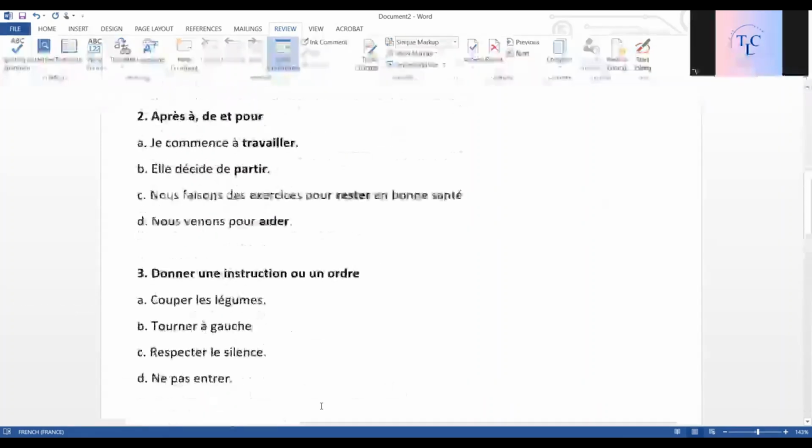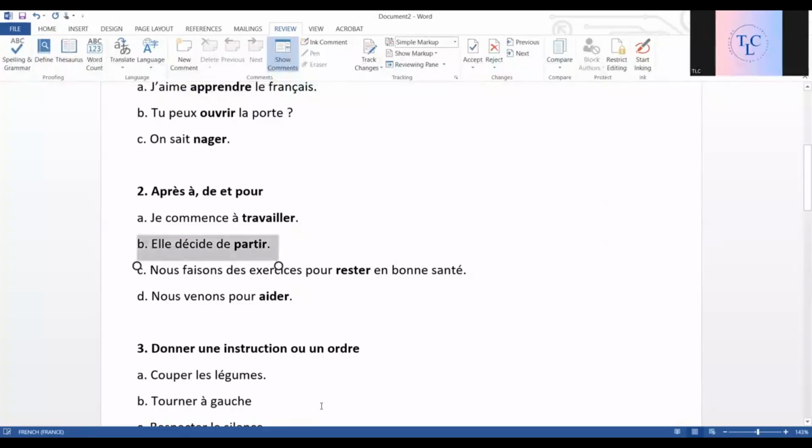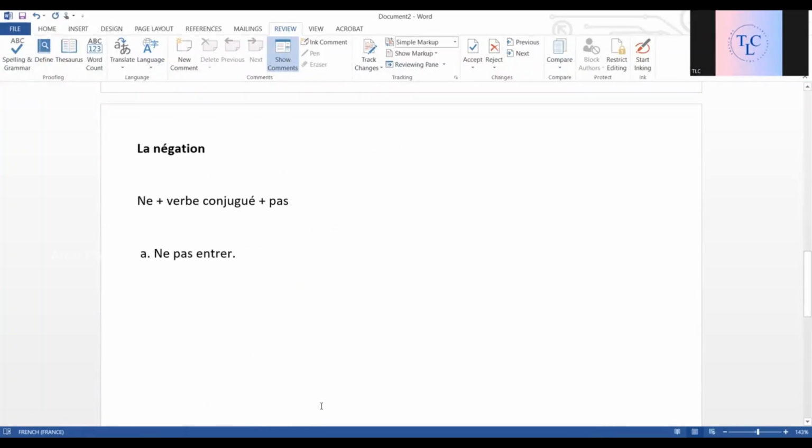Okay, then if I want to change this to a negative sentence, then what will I do? Elle décide de ne partir pas. No, I want to negate partir. So ne pas together before it. Elle décide de ne pas partir. That's how it is. Okay. But this one is only for verbe à l'infinitif. Okay, not for the other verbs, not for the other forms.